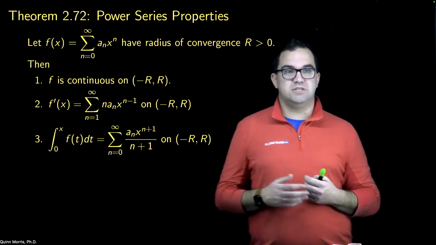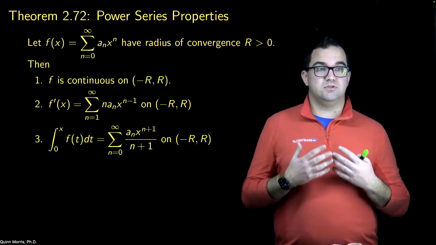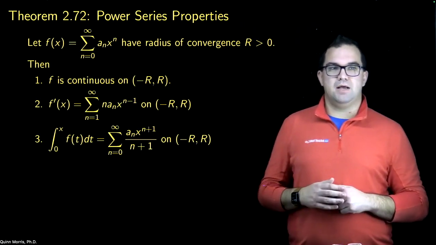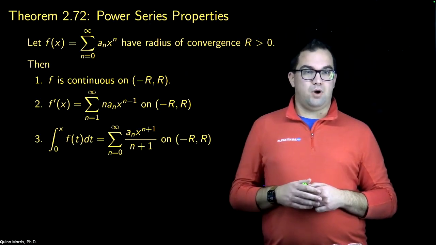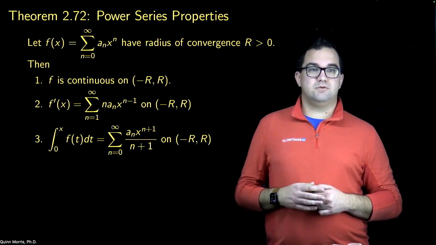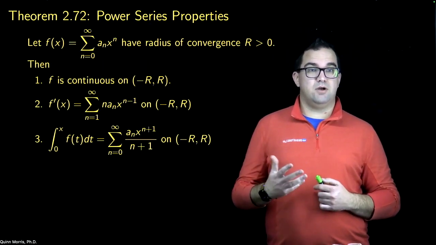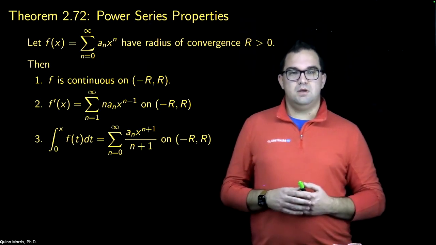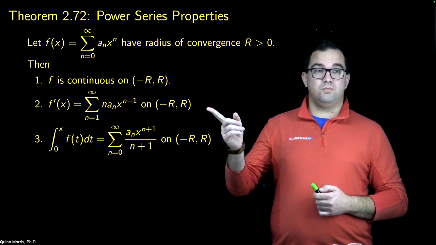So imagine we have a power series and it has a radius of convergence that's strictly positive, right? So it's not a 0 radius of convergence. It does have some positive radius of convergence. Then we get the following three properties. The first is that the function f, the power series, is continuous with respect to the variable x on the interval of convergence.